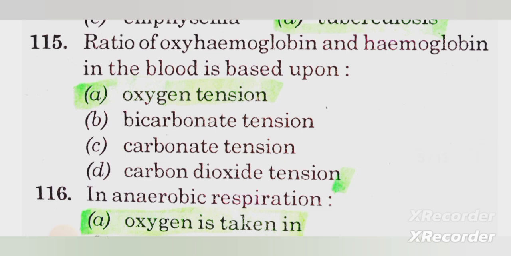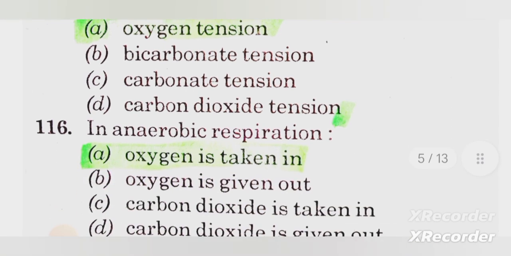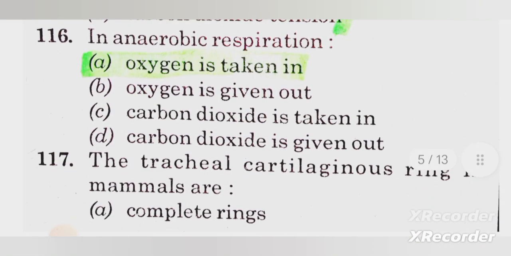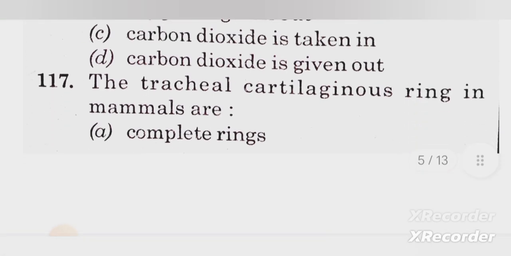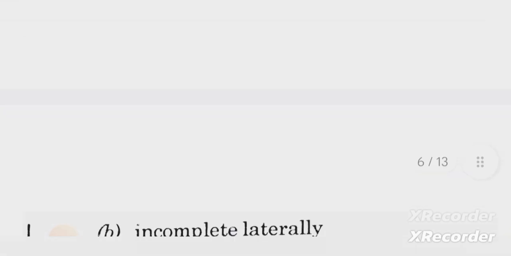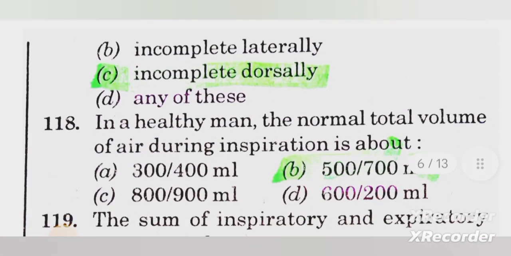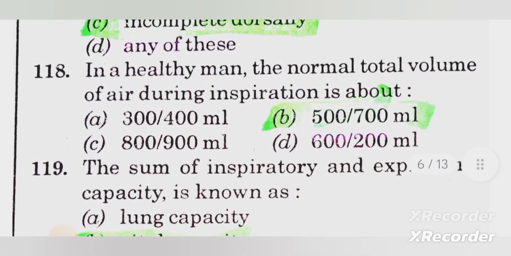Next, 115. Ratio of oxyhemoglobin and hemoglobin in the blood is based upon. Answer A. Oxygen tension. Next, 116. In anaerobic respiration. Answer A. Oxygen is taken in. Next, 117. The tracheal cartilaginous rings in mammals are. Answer C. Incomplete dorsally.